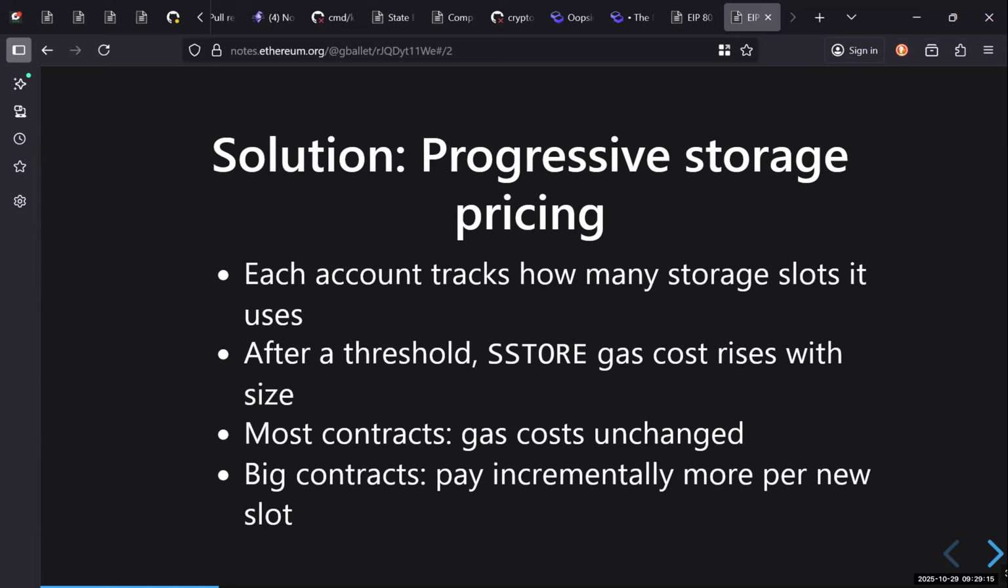Yeah, so the biggest takeaway point here is that for most contracts, in fact virtually every contract on mainnet except one, the gas cost would remain exactly the same. But one of those contracts would pay incrementally more, but it's actually exponentially more per slot. The goal is to make sure they stop doing this.